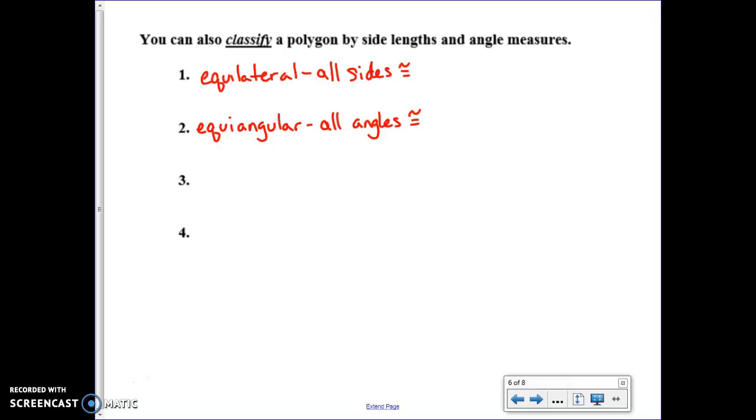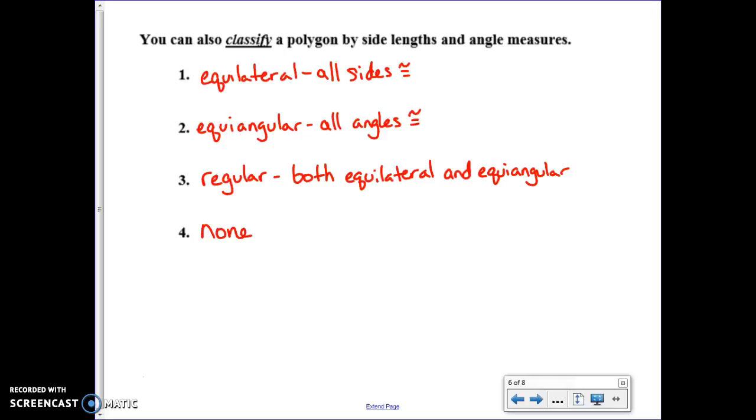In the case that both of these are true, we call it a regular figure. So both equilateral and equiangular. Or it could be none of these things. And if it's none, we don't have to write none. Just know that it's an option. Whereas it has to be convex or concave. It doesn't have to be equilateral, equiangular, or regular. It may not be.